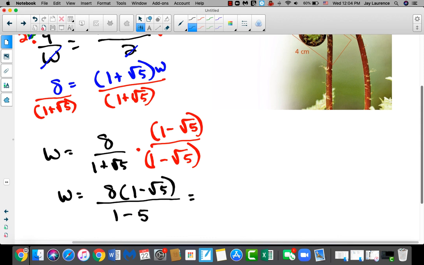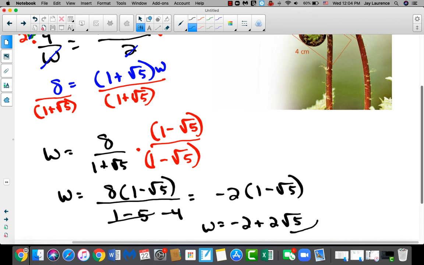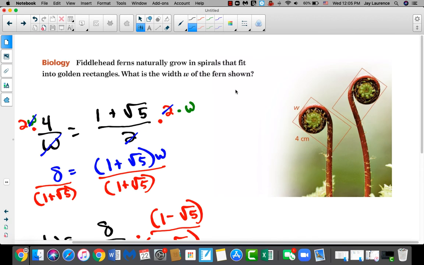You can do a little simplifying here. 1 minus 5 is obviously negative 4. And so then I'm going to get negative 2 times the quantity of 1 minus rad 5. And if I distribute, I will get negative 2 plus 2 rad 5. And there you go. There is your answer. Okay, so that's rationalizing a denominator by using the conjugate. That's what I needed to show you for today's video. And yeah, it had some background knowledge of the golden ratio because they mentioned it in the problem.